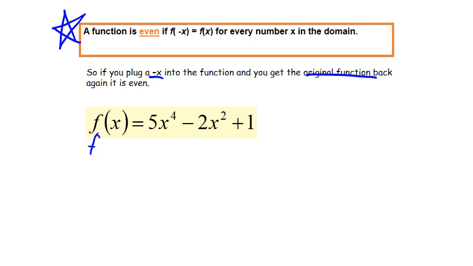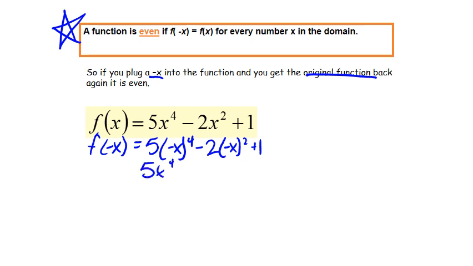So in this case, if I plug in negative x for x, use parentheses, that way you're using any signs or exponents correctly. Now I need to use my simplifying rules. Anything to an even power becomes positive. Negative to another even power, so that x remains positive. And that positive 1, of course, that's not going to change because there's no variable there. Now if I compare, every single sign is the same that it originally was. So because of that, we would say, yes, this is even.